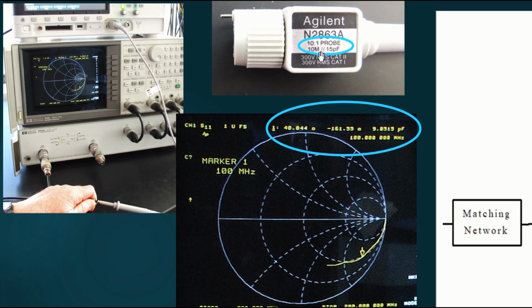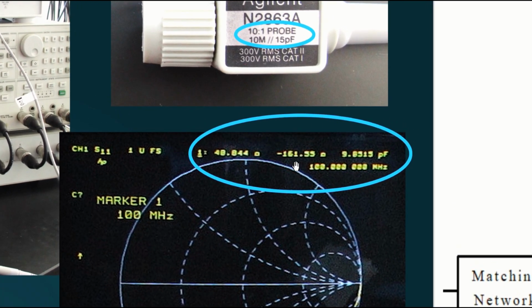The scope probe may be marked something like 10 megohms in parallel with 15 picofarads. But when we measured it, we got 48 ohms in series with minus J161. That's the reactive part. And the VNA also converted that to about 9.8 picofarads. This is a series readout: 48 ohms in series with minus J161, or 48 ohms in series with 9.8 picofarads.